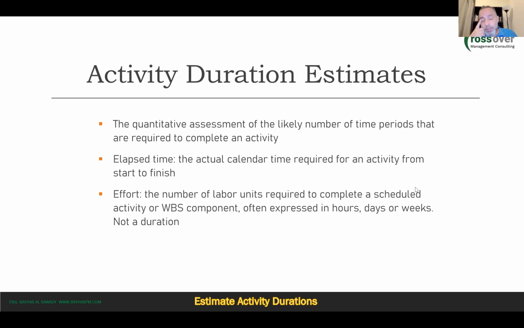In traditional approaches, as we mentioned earlier, we estimate the activity duration using the hours, right? Or the effort, which is expressed in hours, days, weeks, whatever, okay? But again, in Agile, we don't use that. We use story points. But here, in traditional approaches, we estimate the duration and efforts. We have also another term, which is the elapsed time, which is the actual calendar time required for an activity to start to finish. This is a calendar time, not working days, so it takes into consideration the weekends as well.